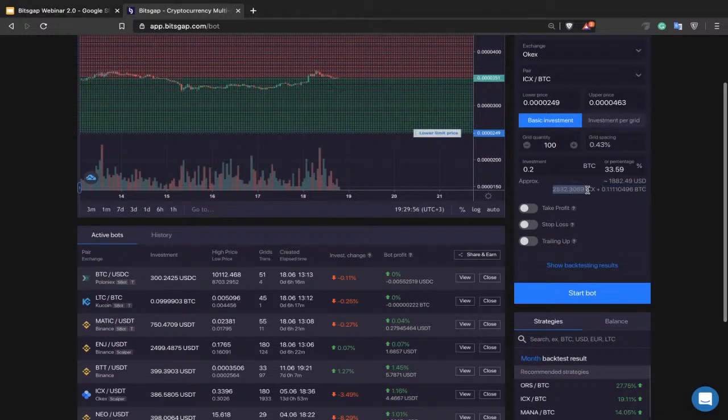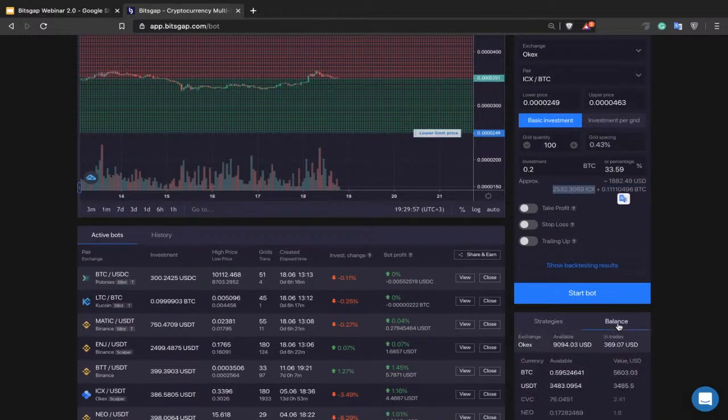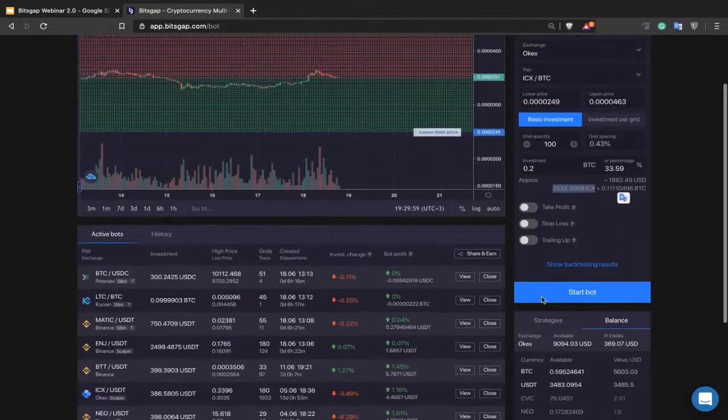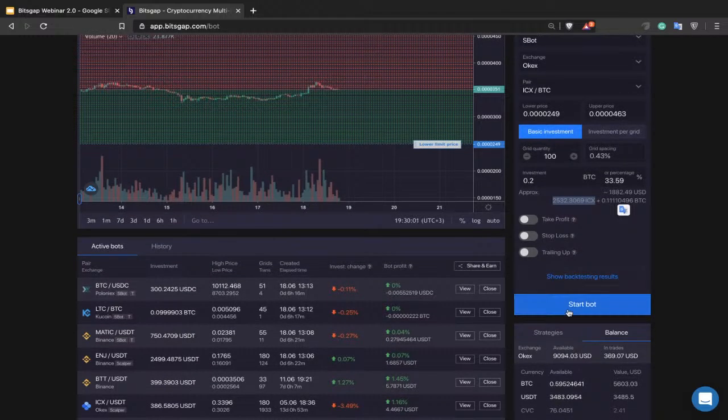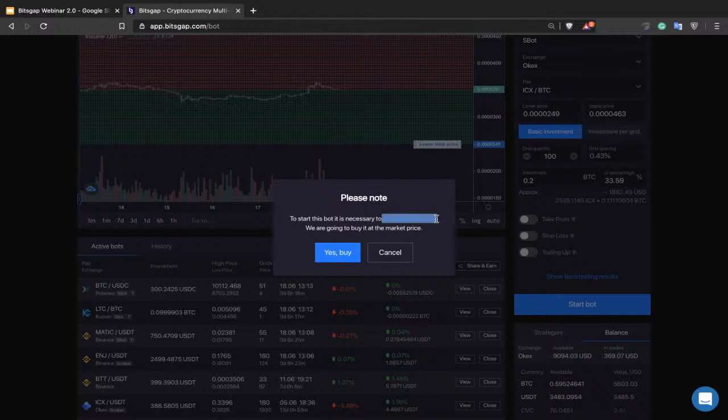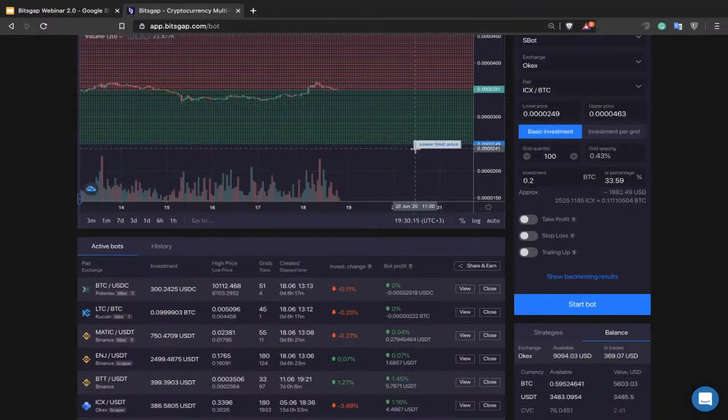Let's see if I have that amount of icon on my balance. No, I don't have that amount of icon. So that means if I click on start, the system will tell me that you have to buy that amount of icon, and it's gonna buy for me using market price to launch the bot. I'm gonna go yes. So now let's see what happens.